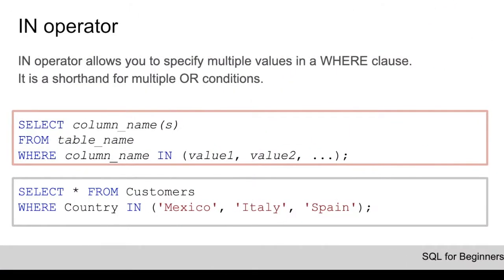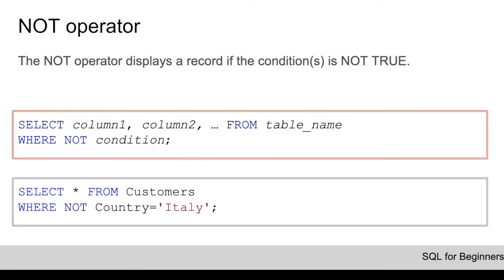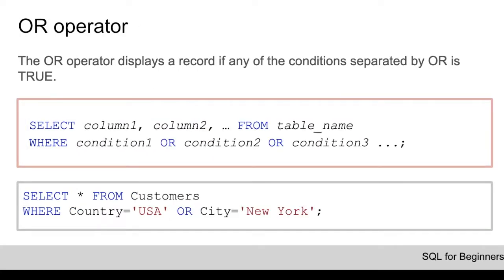In this video, we're going to talk about the IN operator. The IN operator is actually a shorthand for multiple OR conditions. In previous videos, we talked about how to use the OR operator when giving certain conditions, and OR would allow us to display the records if any of the conditions separated by OR would be true.